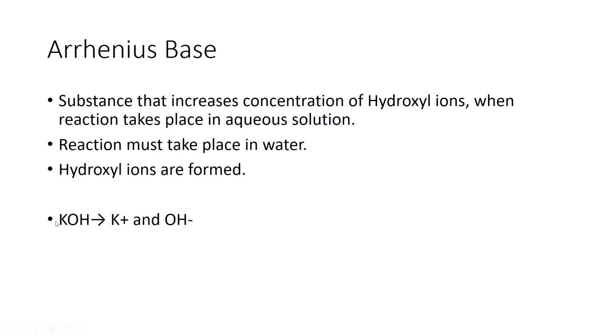So the equation that we have again here, we have our potassium hydroxide. So when this potassium hydroxide dissociates, it will give you your potassium ion, and a hydroxyl ion will be formed. So that tells you that potassium hydroxide is a base. So that is what Arrhenius says, or how he defines an acid and a base.